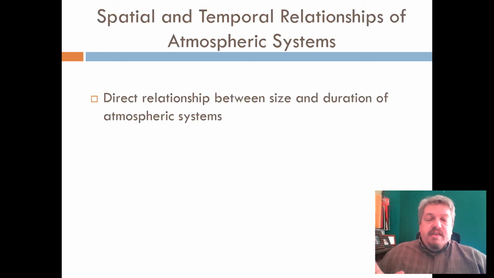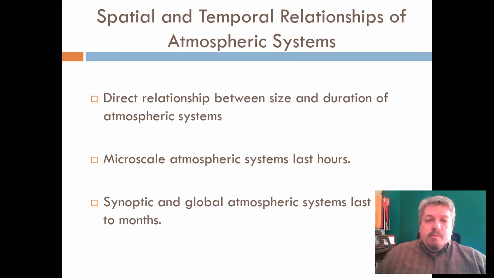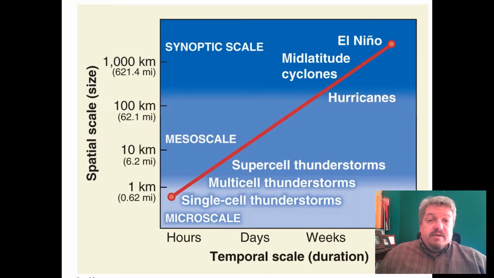One thing we'll find with these storms is a relationship between the size of the storm and the time they persist. We call micro scale systems things that only last a couple hours, a brief shower, a small windstorm, whereas synoptic and global events can last months or even years. Here's an example. When it comes to time, a synoptic scale is things that last hours or days, like small thunderstorms. As they get larger, they can last for days and weeks. Hurricanes can last up to a month, and El Nino can last for a year.